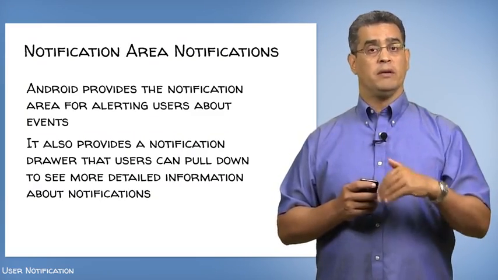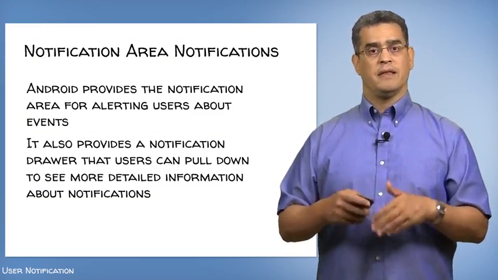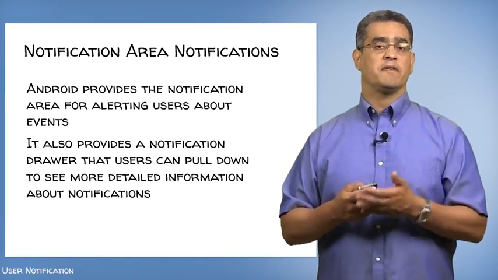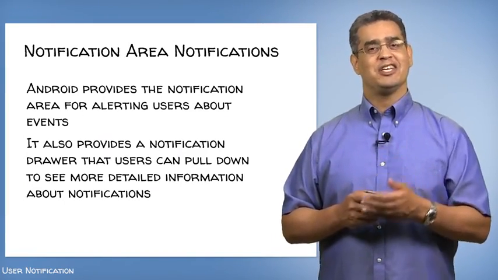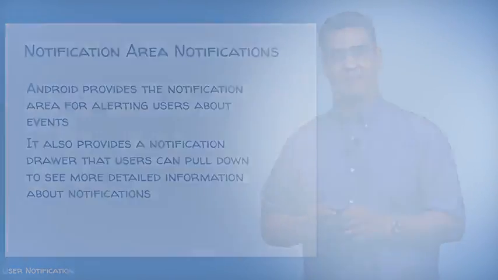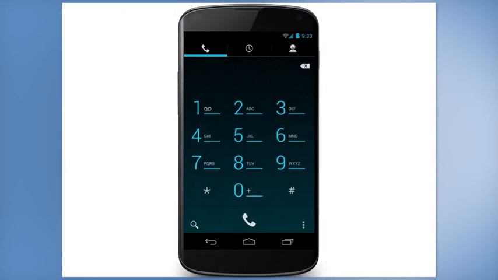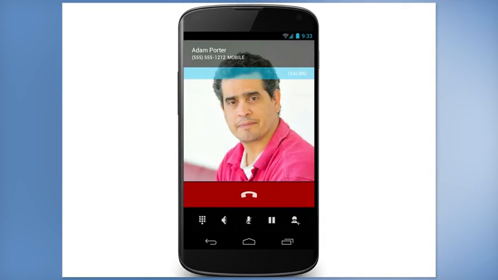And once it's open, you can see additional information about the various notifications that have been placed in the notification area. Let's see an example of how these notifications are used in Android. And I'll open up the phone application. And now I'll start dialing a phone number. And now I'll hit the dial button. And the phone will start dialing the number and connecting the phone call.